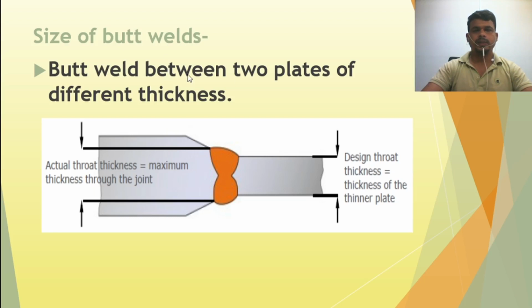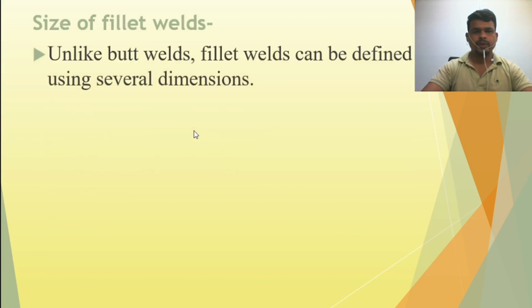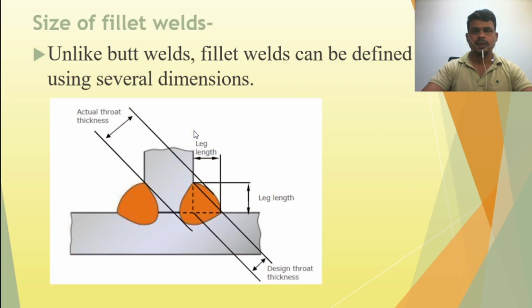Butt weld between two plates of different thickness. If you see that the two plates are of different thickness, what is the weld size? The minimum weld size is the design throat thickness. The thickness of the thinner plate is the maximum thickness through the joint. That one was actually for butt weld.